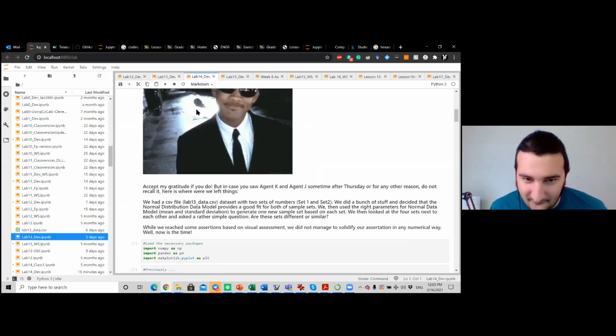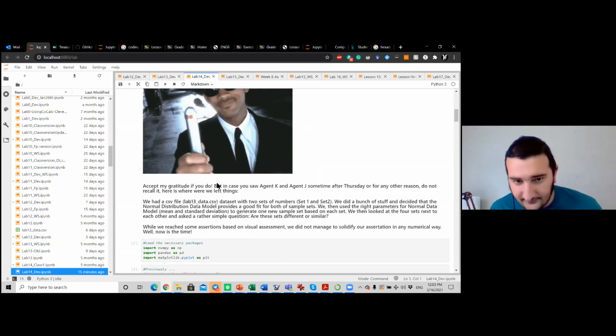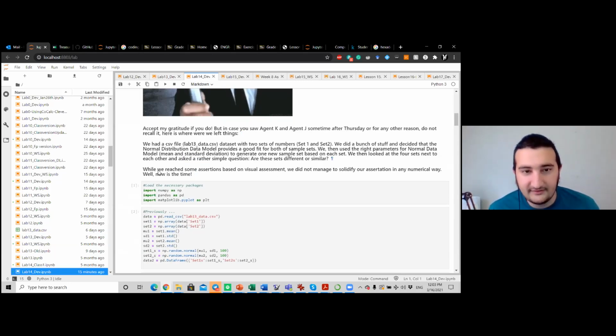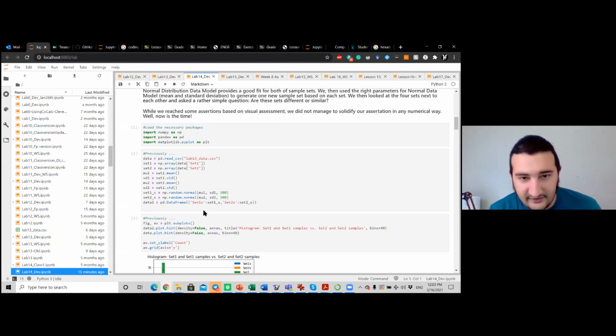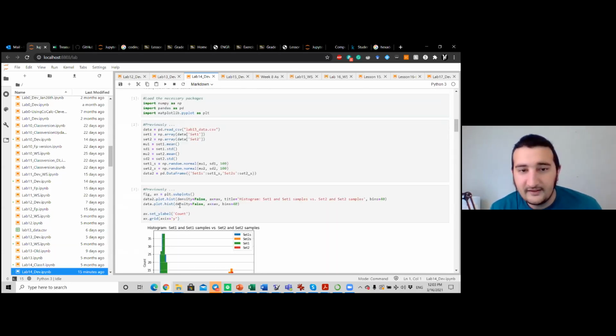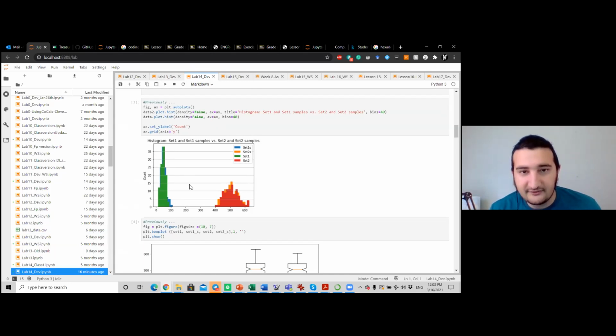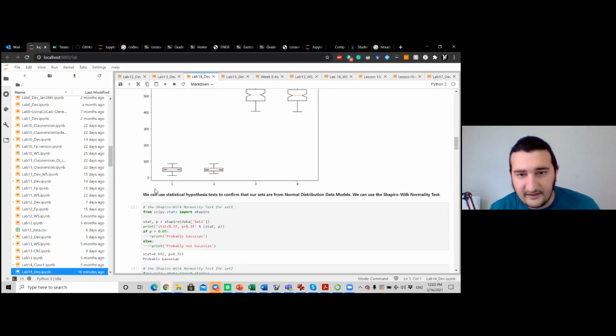So let us move to lab 14. On top, I'm actually doing a review of what we did. We are reading lab 13 underscore data.csv. You already had this on Thursday, but we also give it to you again on the server for this lab, so you have multiple ways of downloading it. Then we defined set 1 and set 2. We created our sample sets, and we basically recreated the histogram and the box plot. So this is where we were.